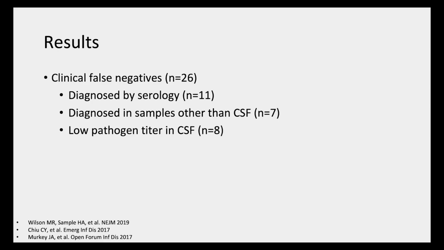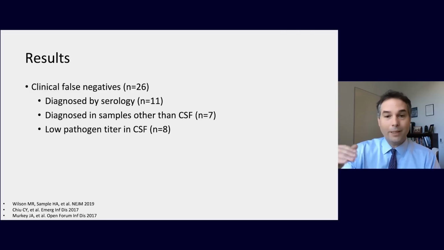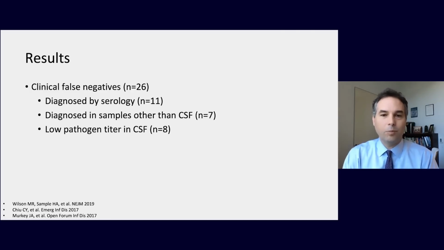And we'll talk a lot more about that in a second. Then there were other cases in which the bug was not present in the spinal fluid, but it was present in other tissues, like in an abscess, so the infection was diagnosed there. And then there were 8 cases in which the infection was identified in the spinal fluid, but at such low levels that sequencing picked it up, but it was below what we call the reporting threshold for the test, and it was more sensitively picked up by another type of test, like a PCR.